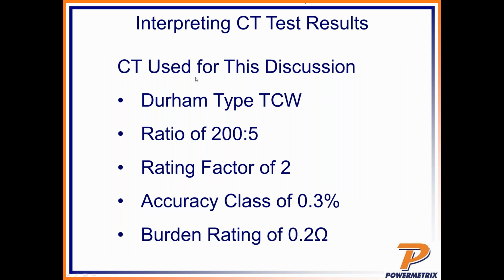So for this discussion, I did just kind of choose a CT. So all the screens that we go over, we're going to be saying that we're testing a Durham CT that we had. The ratio it's supposed to be is 200/5, which is a billing multiplier of 40, right? It has a rating factor of 2 and an accuracy class of 0.3%. Okay. The burden rating on the CT was 0.2 ohms. So all the results that we go over today, this is the CT that we were testing.